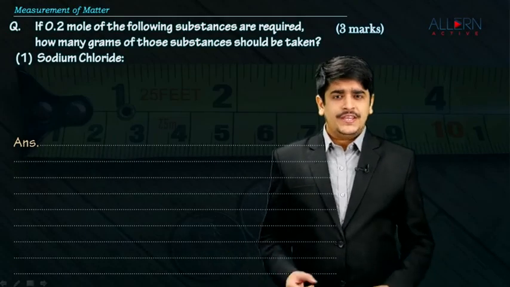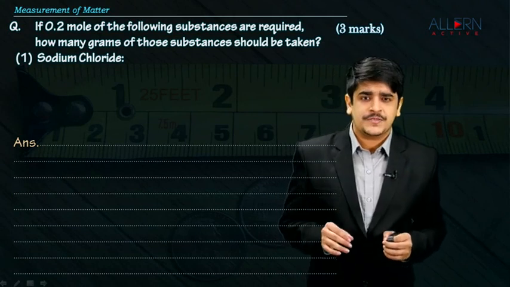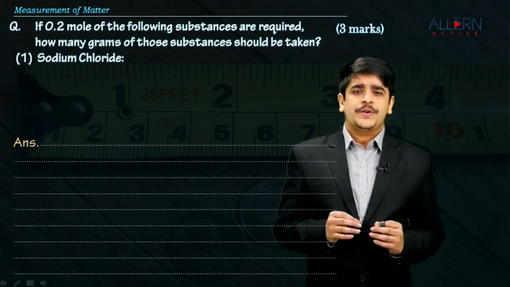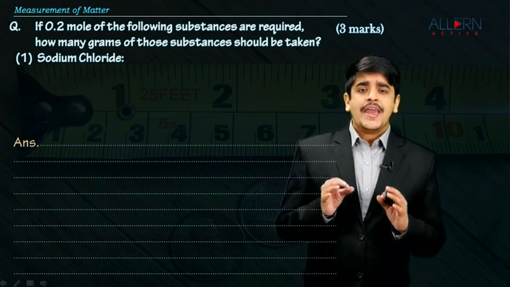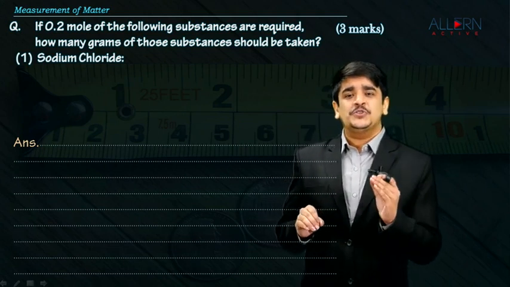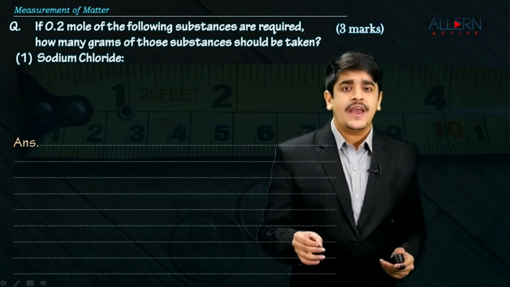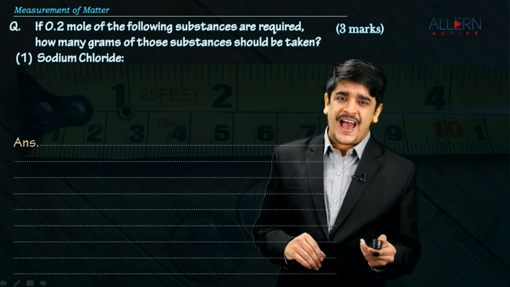Now, in this particular sum, we have been given a total of two substances. The first substance is sodium chloride, and what am I supposed to do? I am supposed to find out the mass of exactly 0.2 moles of sodium chloride. Let's begin. The sum is very easy, and we have a formula to help us out as well.